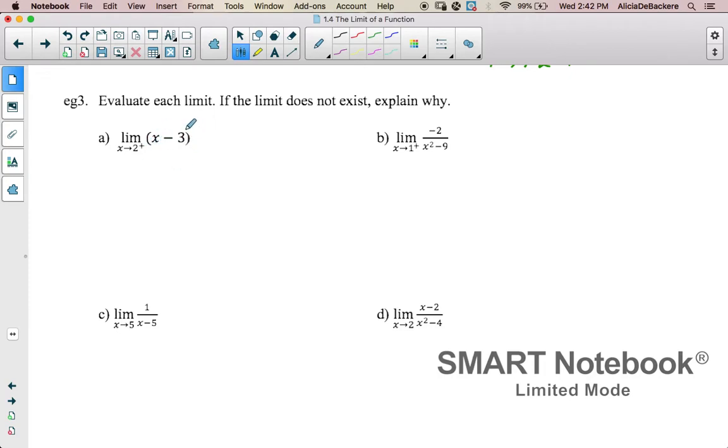Now notice that these brackets are here and they are important. It does make a difference. If I didn't have the brackets, then I would just be taking the limit of x as x approaches 2, and then I'd be subtracting 3 from that answer. So it will make a difference in some questions.